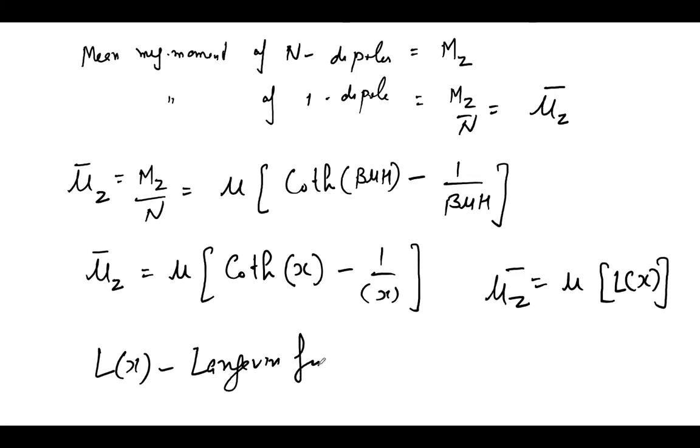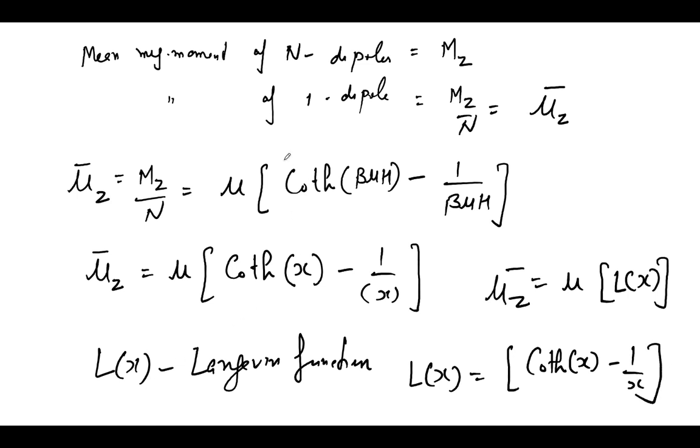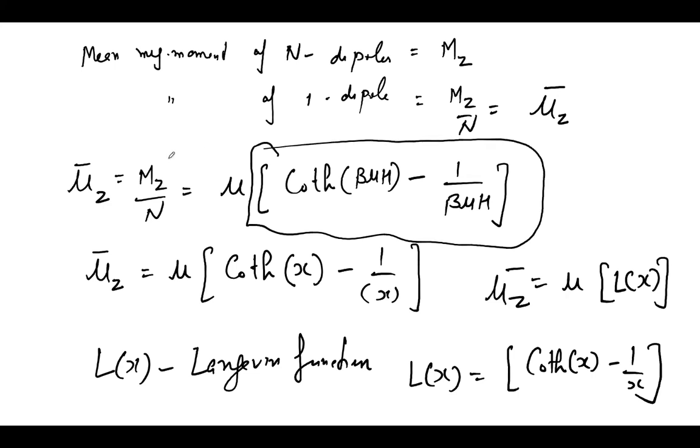Langevin function, and we generally represent this Langevin function as coth(x) minus 1 over x. Because this is the same equation which we are getting, we have considered here the value. So this is our Langevin function. The x which we have assumed here is beta mu H, so we can represent this as mu H over kT.